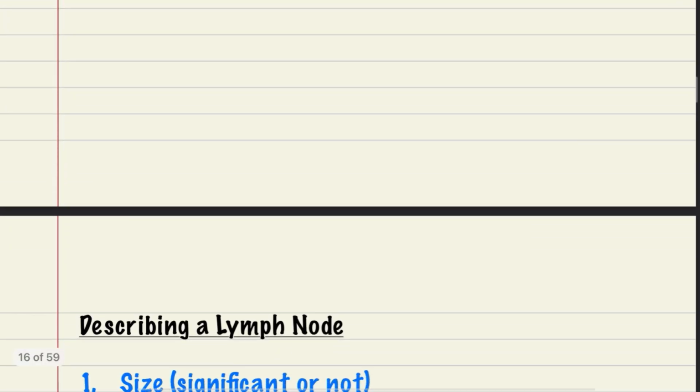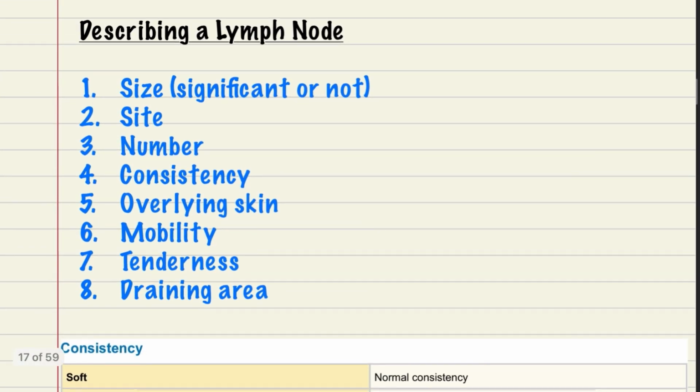Now comes an important point, how we are supposed to describe a lymph node in the viva, or theoretically also it is important. So when you are asked that if you found any significant lymph nodes, then you have to tell the examiner, sir, the size, whether it is significant or not. You said a significant lymph node was palpated, then you tell about the site. In the inguinal region, you can tell about the number, more than 2 or 2 in number.